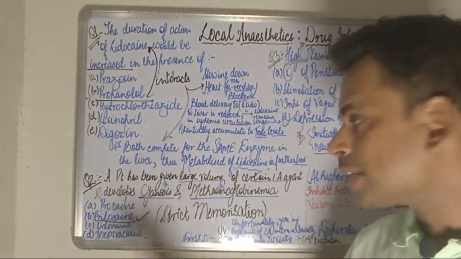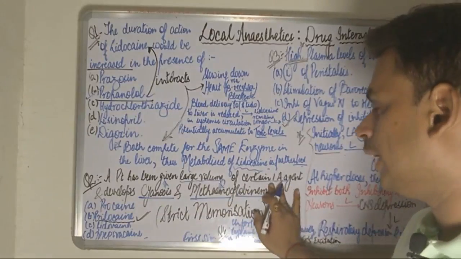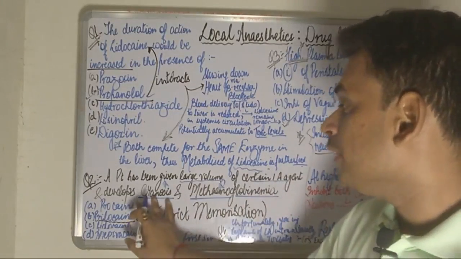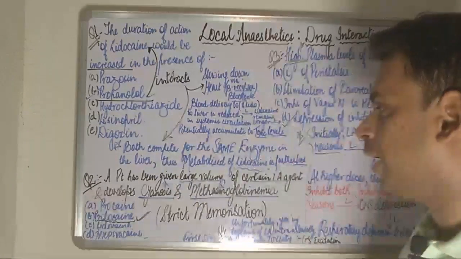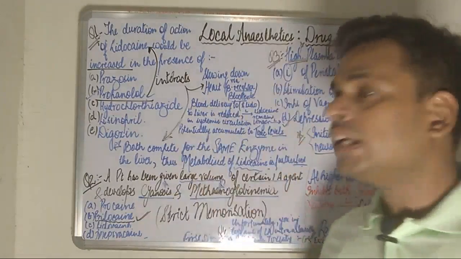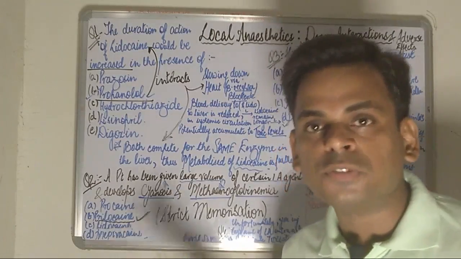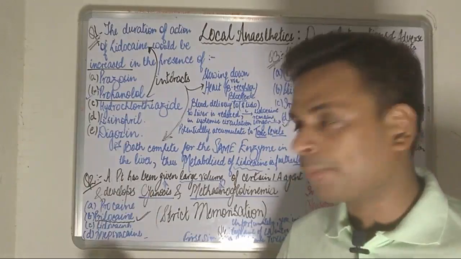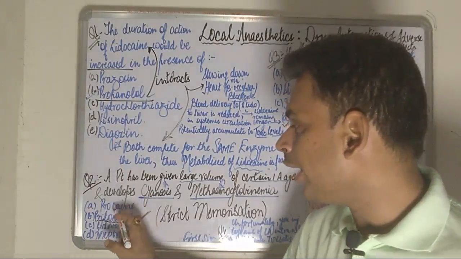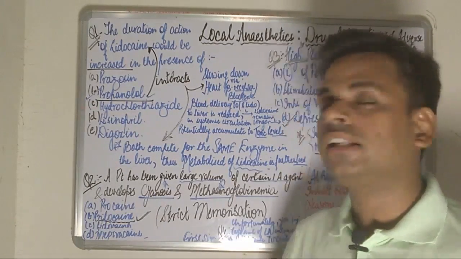A patient who has been given a large volume of a certain local anesthetic agent is going to develop cyanosis as well as methemoglobinemia. The local anesthetic responsible for causing such symptoms, among the options they have provided, is procaine, prilocaine, lidocaine, or mepivacaine.